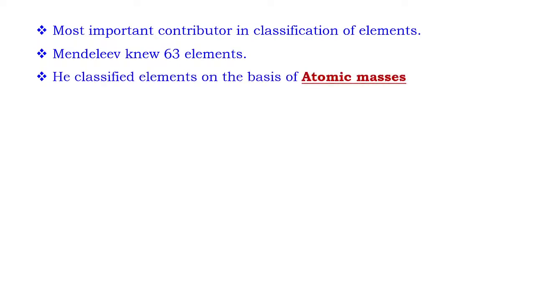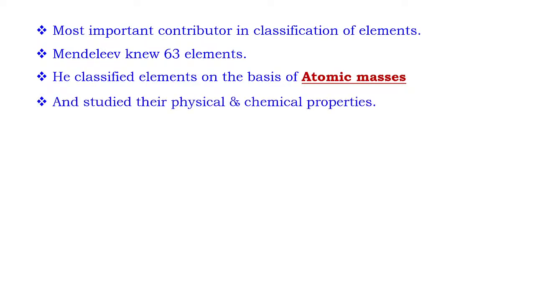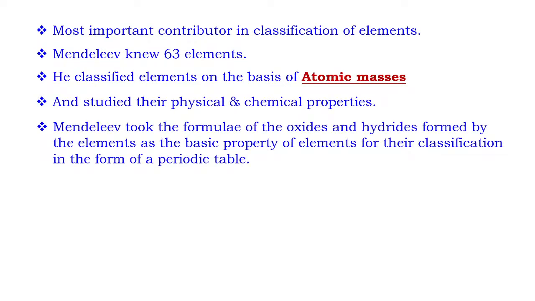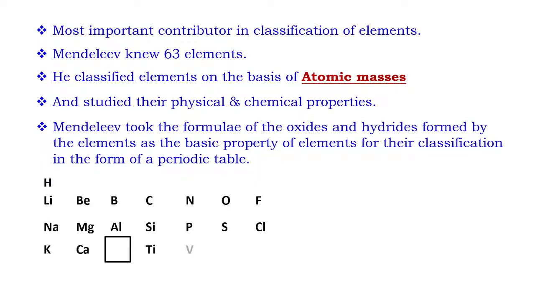Mendeleev knew 63 elements. He classified elements on the basis of atomic mass and studied their physical and chemical properties. And he took the formulas. This is all just story. I'll directly go to the element table.